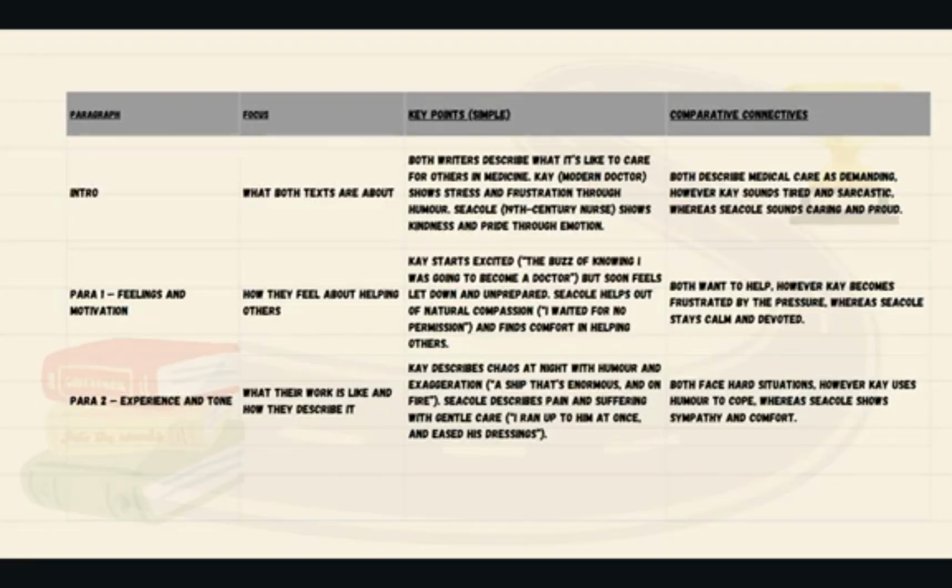So we have to look at what both of their work is like and how they are describing it. So as a little plan, we've said Kay describes chaos and night with humour and exaggeration. This can be seen through the quote, "a ship that's enormous and on fire." However, Seacole describes pain and suffering with gentle care, saying, "I ran up to him at once and eased his dressings." This shows that both face hard situations. However, Kay uses humour to cope, whereas Seacole shows sympathy and comfort.